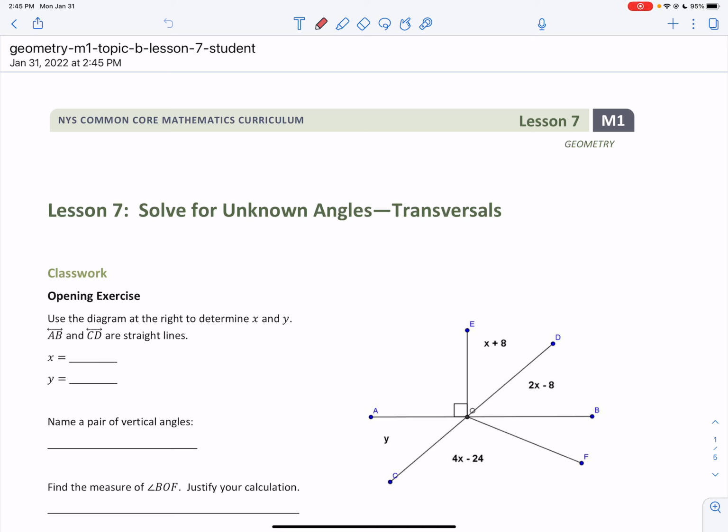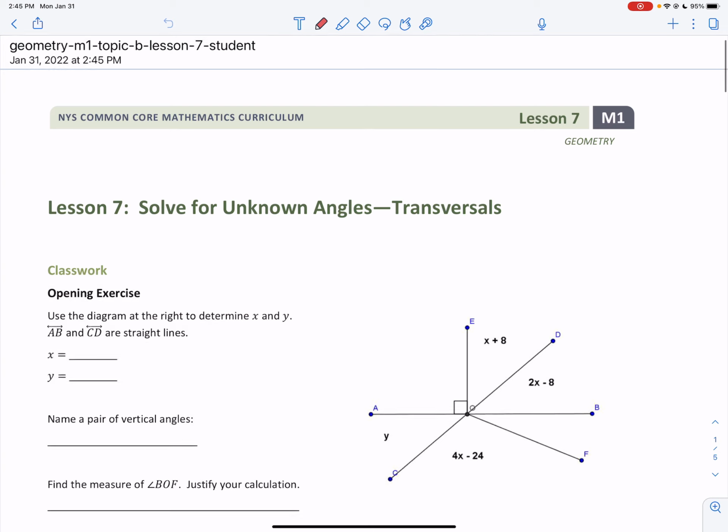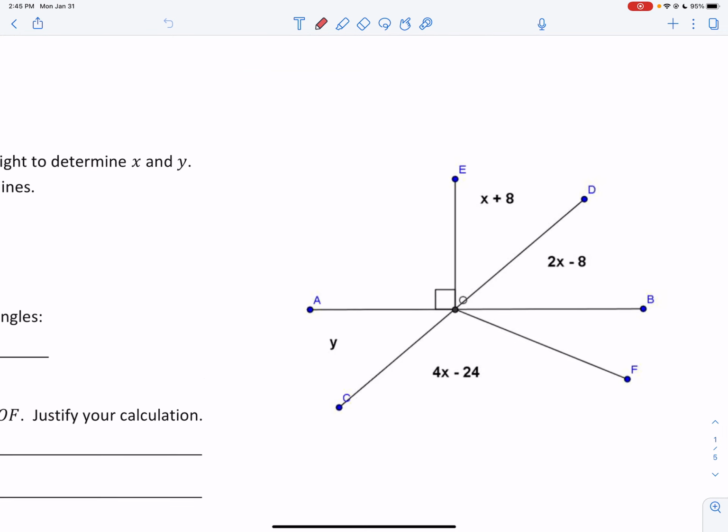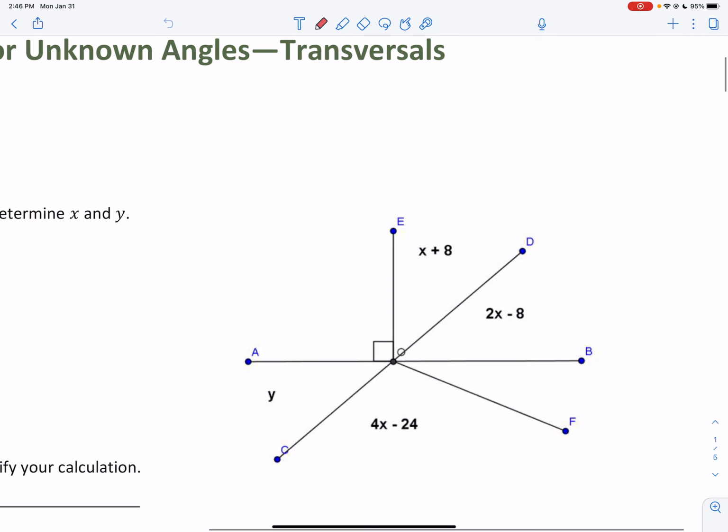All right, everybody, let's talk about more solving for unknown angles. This time we're going to use something called a transversal. This first one doesn't really have transversals, so we're going to do it the good old-fashioned way. It's kind of a nice little way to review the previous stuff. Now, I know it can seem really rough, but it's not that bad.